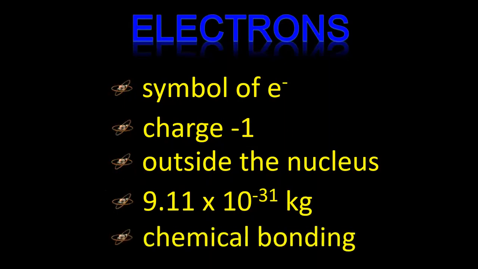And the electrons are involved in chemical bonding, which makes all the things that surround us. Okay, we will discuss chemical bonding maybe 2 weeks from now. Okay, so those are 4 things: the charge, the location, the mass, and the importance that you should know for each of those things: the protons, the neutrons, and the electrons.